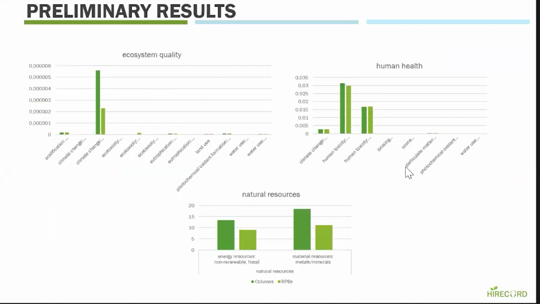So these are, I want to say, our very preliminary results, just to show in a very, very simple way how the difference between the conventional columns and the rotating packed beds looks like. In this case, I had the data for MEA for both, and not very much data for the operation. So this is mostly the construction part.